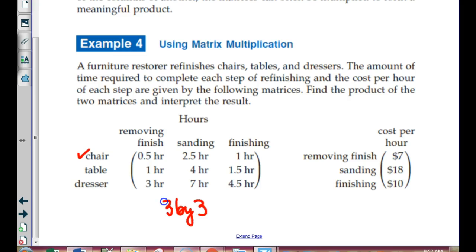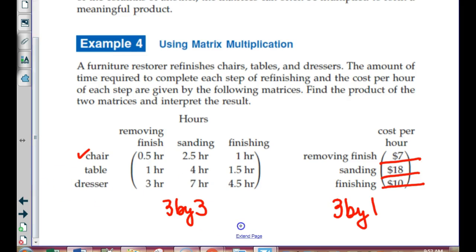3 by 3. Okay, the cost per hour to do those 3 things, to take it off, sand it, and refinish it is listed here. What size is this matrix? Which is it? 3 rows across, all in one column, right?